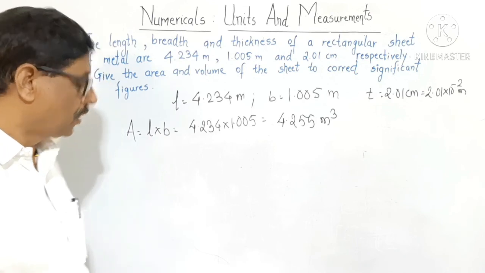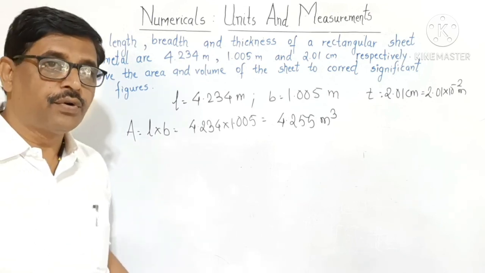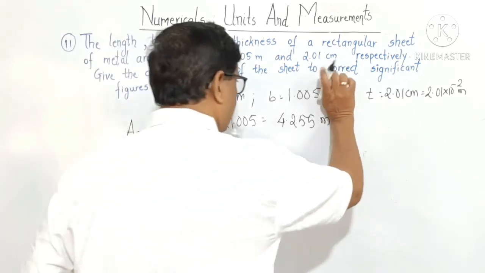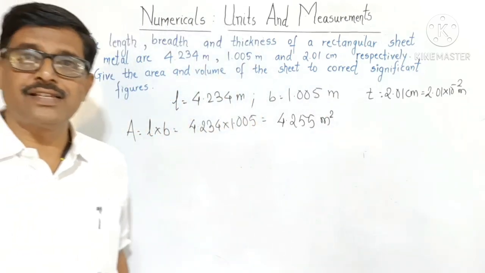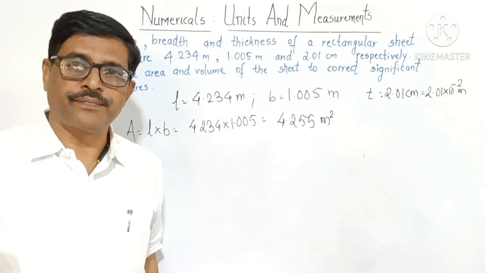This will be the area. Area is 4.255 meter. It should be square. Area is in meter square.